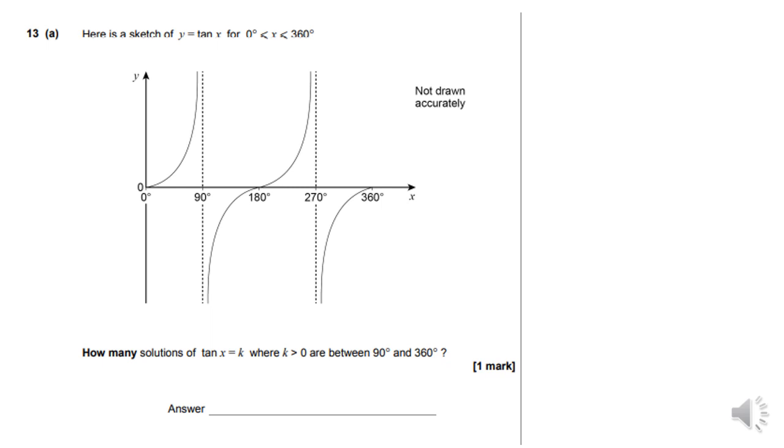This question is really just getting you to understand and read what's going on. So we've got the graph of tan x. This shouldn't be an unfamiliar shape to you. It's got what we call asymptotes here, where it never actually reaches 90.